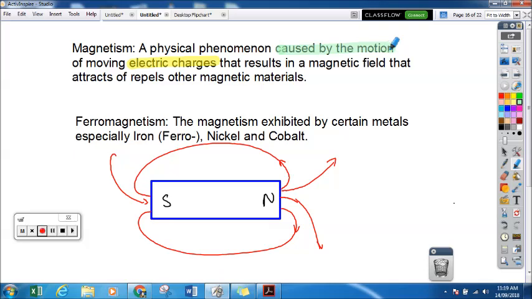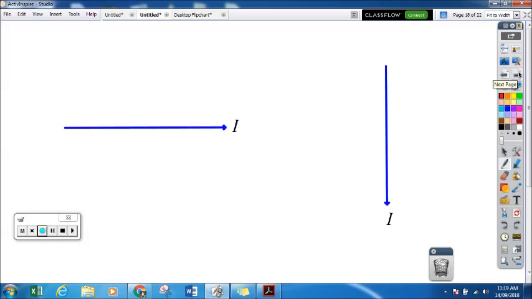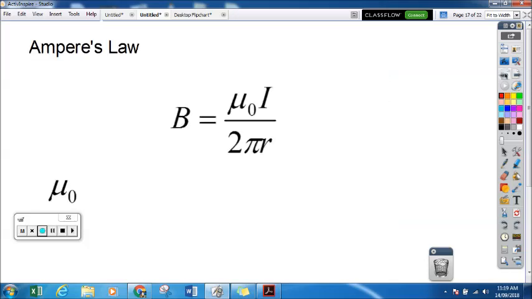So apart from bar magnets, where else do we find magnetism? Well, we know that around a straight conductor, I'll move to this slide, we have a magnetic field, and this was discovered by a fellow by the name of Ørsted. He found out that around a straight conductor carrying a current here, there is a magnetic field.